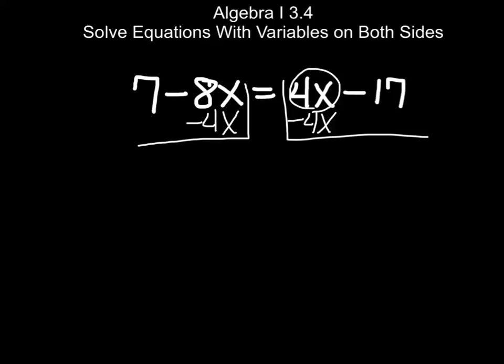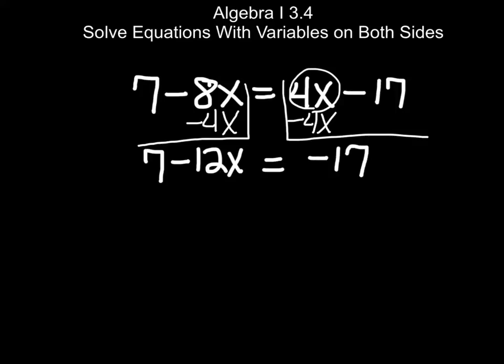So when we put those together, we're going to bring down our 7. Then we will put our x's together here, and that will be minus 12x equals, our x's go out on the right side because they cancel each other out. 4x minus 4x is 0, equals negative 17.